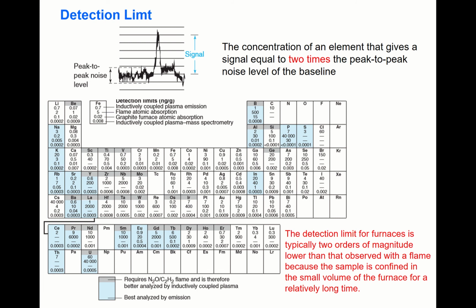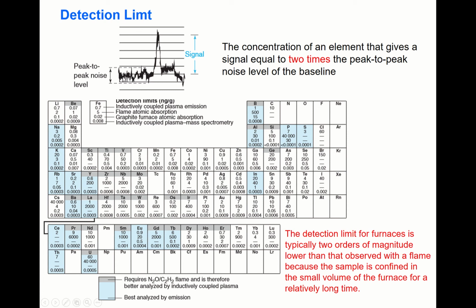Now consider detection limit. Depending on the atomization method, detection limit is quite different. First we have to define the detection limit. The concentration of an element that gives a signal equal to two times the peak-to-peak noise level of the baseline. That's the detection limit.